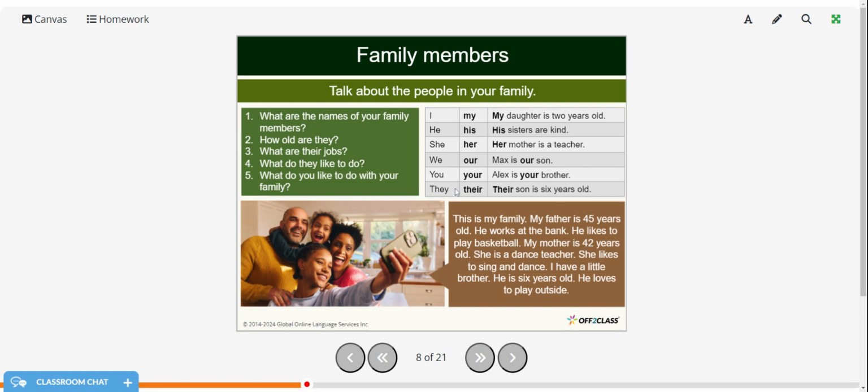All right, so let's read. This is my family. My father is 45 years old. He works at the bank. He likes to play basketball. My mother is 42 years old. She is a dance teacher. She likes to sing and dance. I have a little brother. He is 6 years old. He loves to play outside.